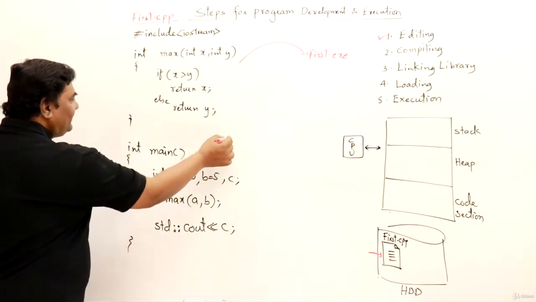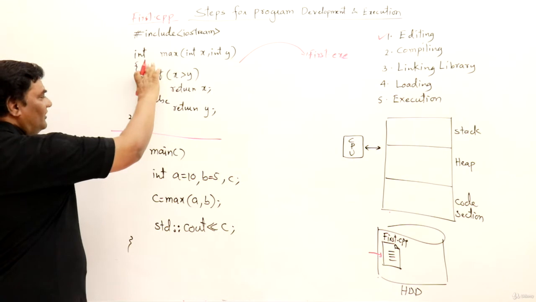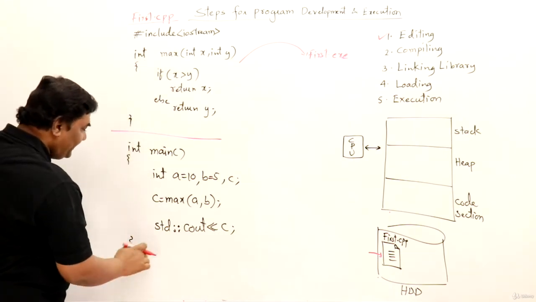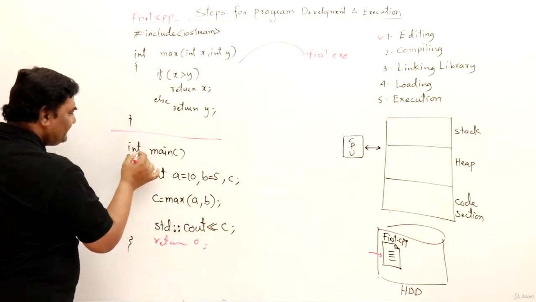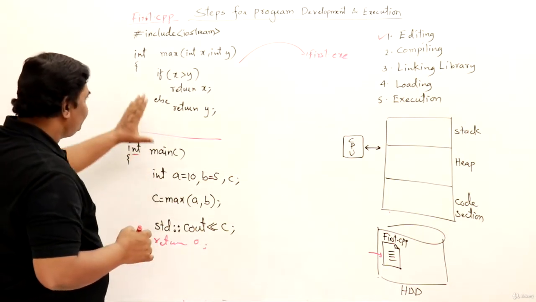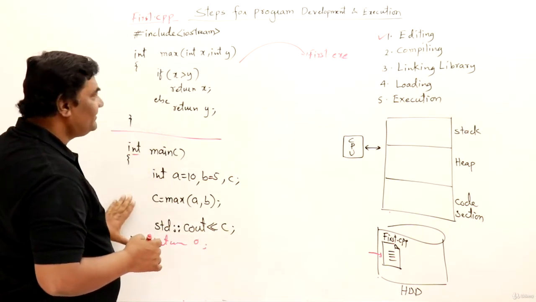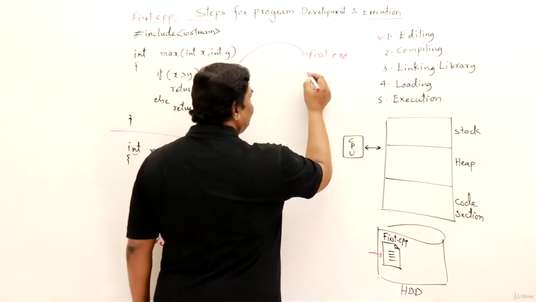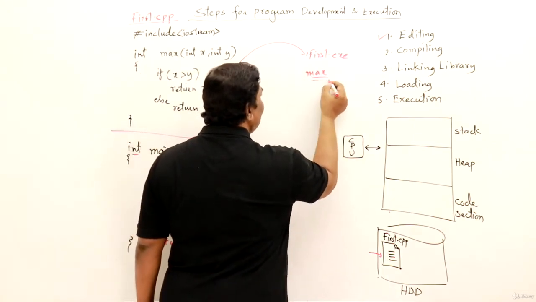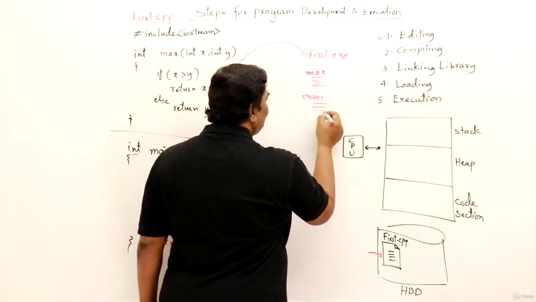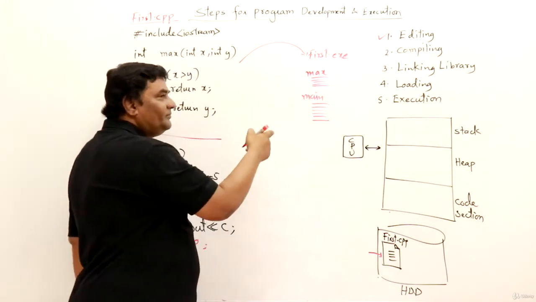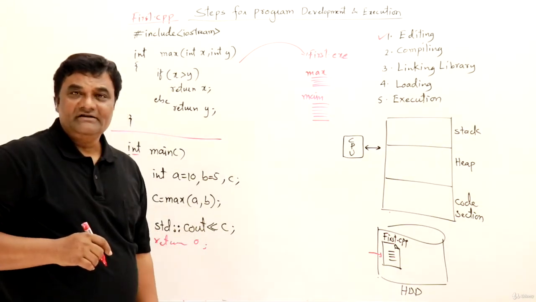See, in my program there are two pieces. One is a function called max and another is a function called main, and at the end inside main I should have written 0 because it is returning. So there are two functions, the max function and the main function. So machine code looks like this. This is the machine code of max, and this is the machine code of main. So two pieces of code will be there.